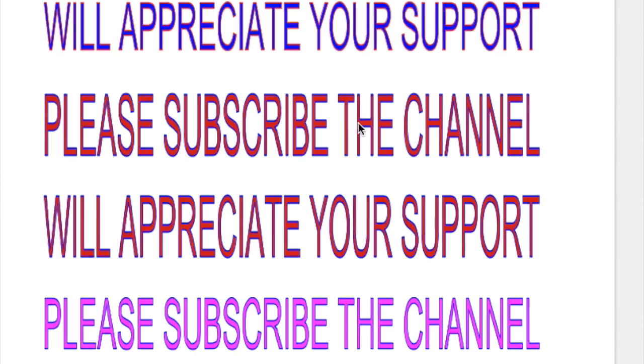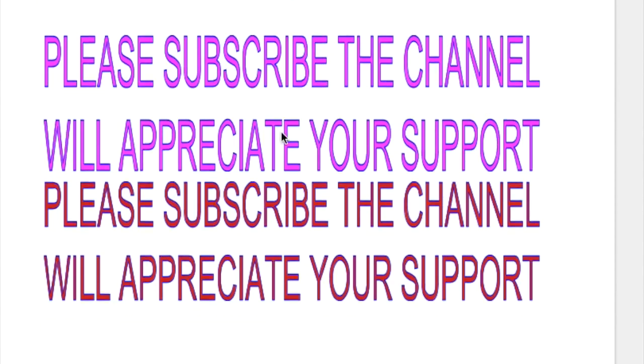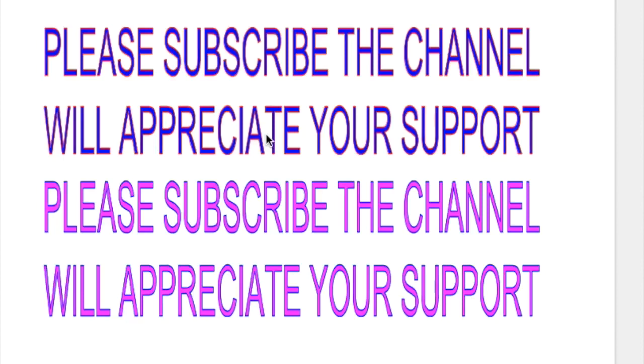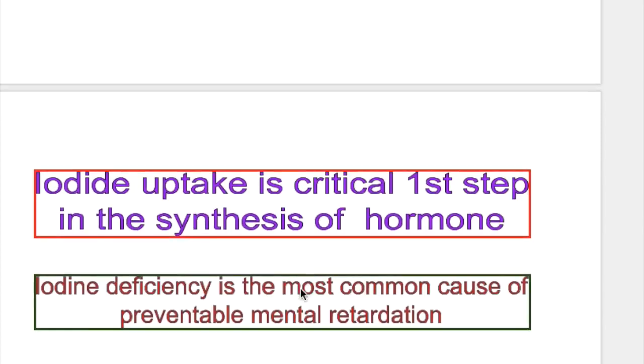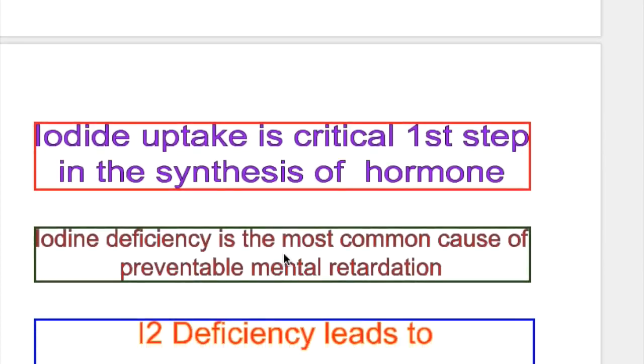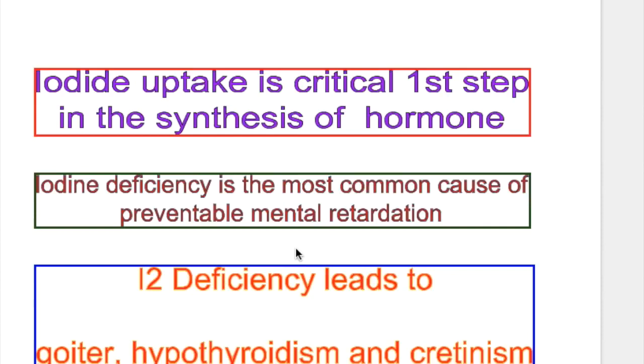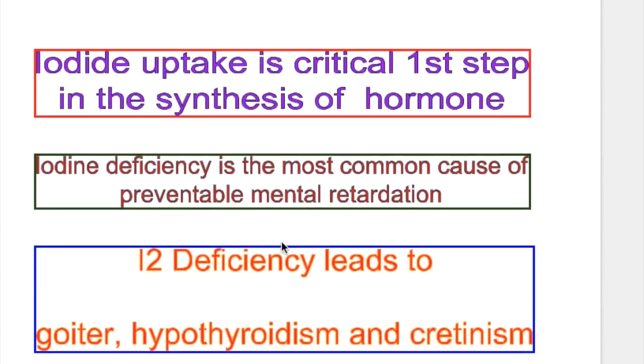In this video, we'll discuss biosynthesis of the thyroid hormones. A part of that we have discussed in iodine metabolism. Briefly reviewing that, iodine uptake is the first critical step in the synthesis of thyroid hormone. Iodine deficiency is the most common cause of preventable mental retardation.